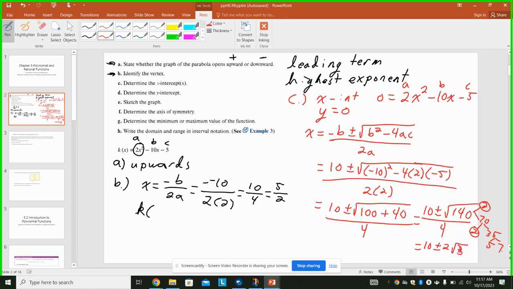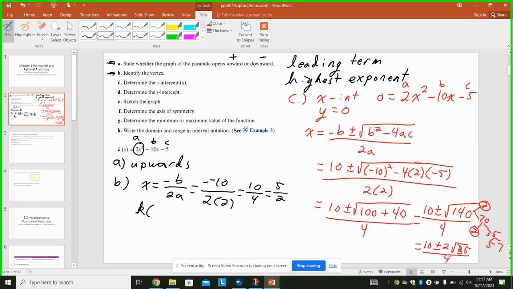Perfect. If I can write a 3 over 4, which can then be reduced a little bit further. They can all be reduced by 2. So that will just be 5 plus or minus the square root of 35 over 2. X-intercept. That's the x-intercept. Right? So that's this part.